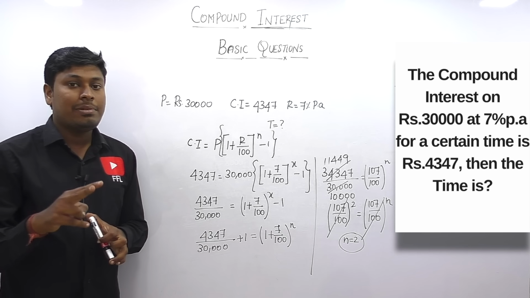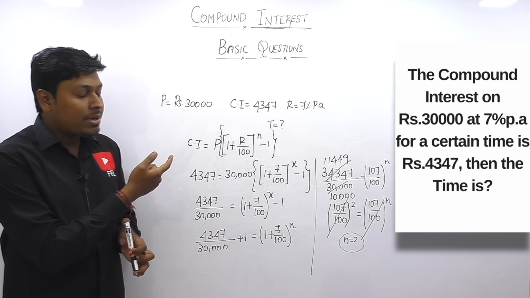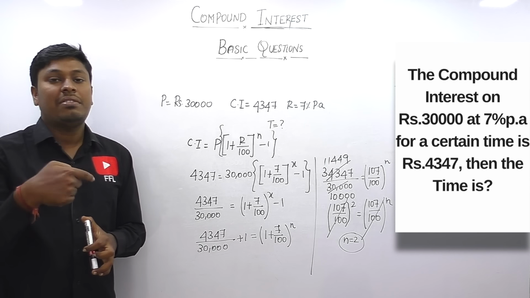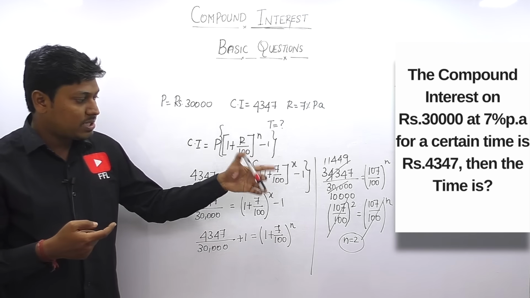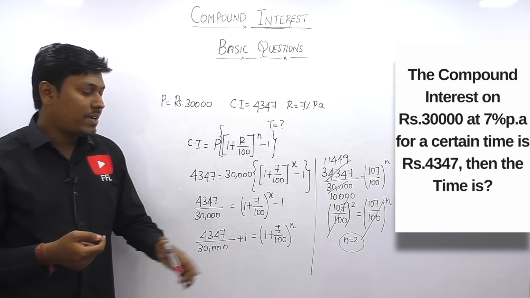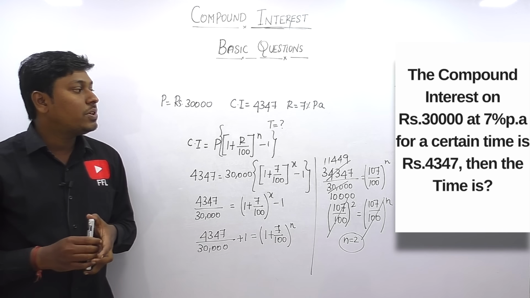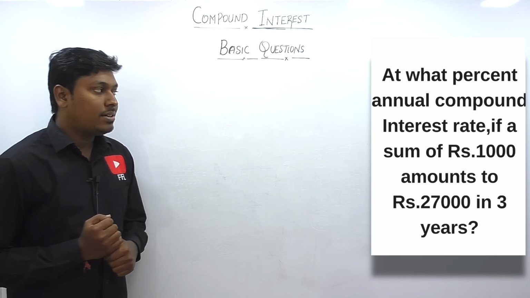Divided by 30,000, and we have cancelled by 3 on the table, where the denominator becomes 10,000. So 10,000 can be written as 100 square. Similarly, the numerator 11449 can be written as 107 square. So (107/100) the whole square is equal to (107/100) power n. So finally the value of n is 2, which is the time duration, we got 2 years.